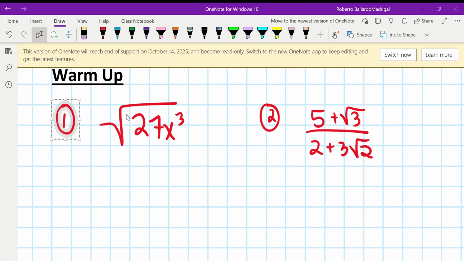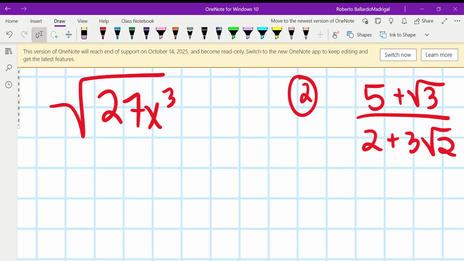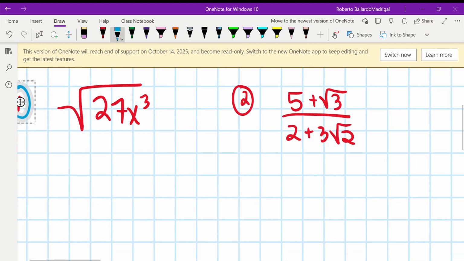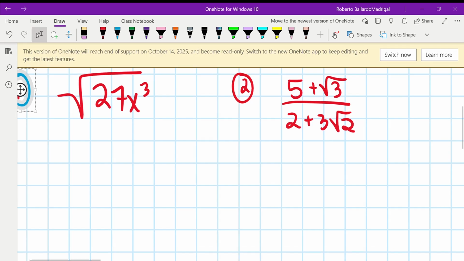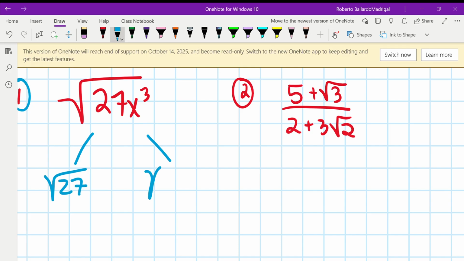So anytime you have a question like this, where you have more than one term inside of the radical, my advice is to split it up so that you're dealing with at least one thing and not having to focus on too many things at once. So, for example, the square root of 27 x to the third, what I think we should do is take 27 and split that up from x to the third, like this. And hopefully you guys did this. So we take 27, and then we take x to the third.